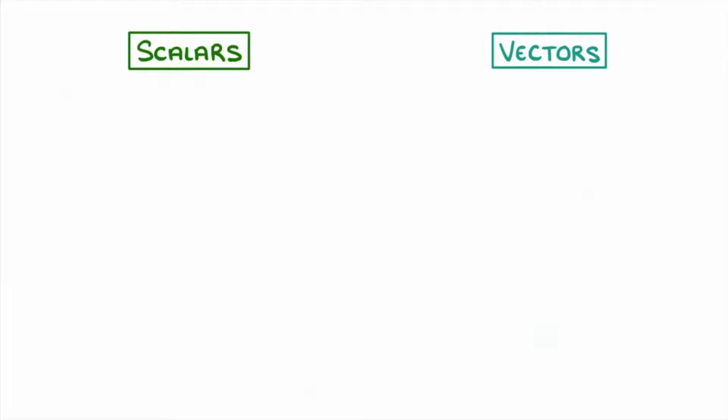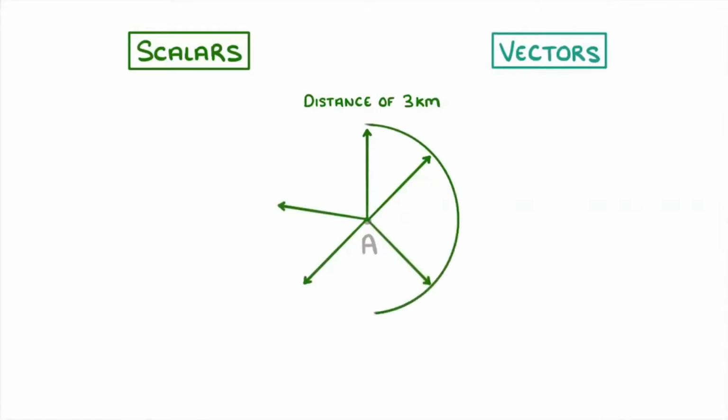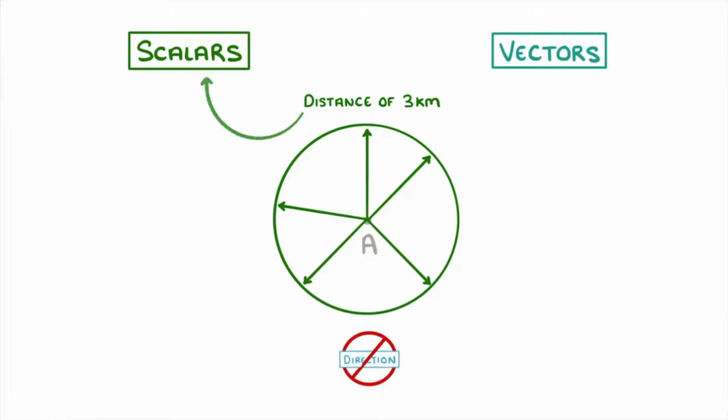To help you understand the difference between scalars and vectors, imagine you start at this point A, and you walk a distance of 3 kilometers. Depending on which way you set off, you could end up anywhere on the circumference of this circle. This is because distance doesn't actually give us any idea of the direction, which is why it's a scalar quantity.